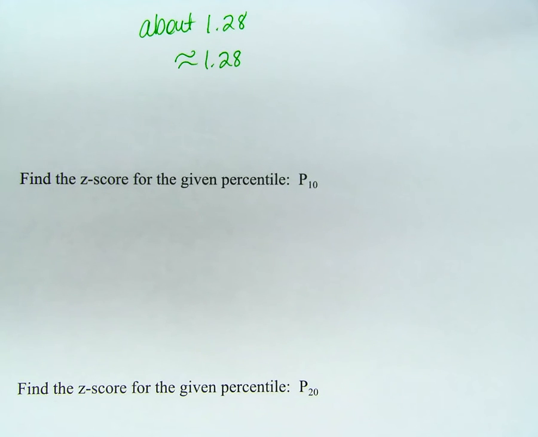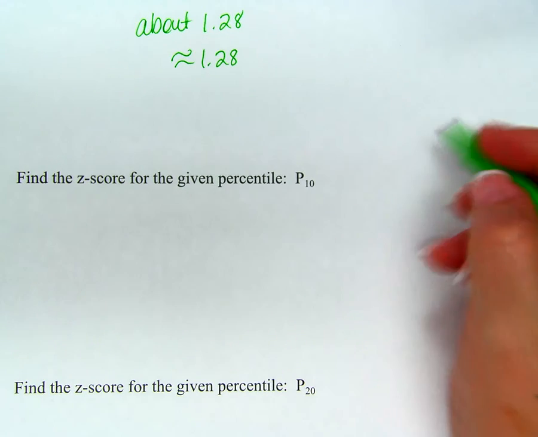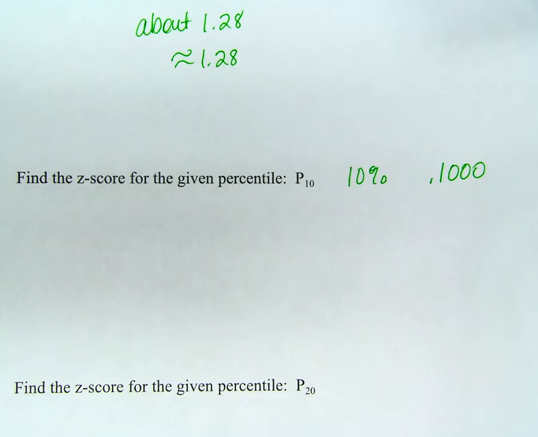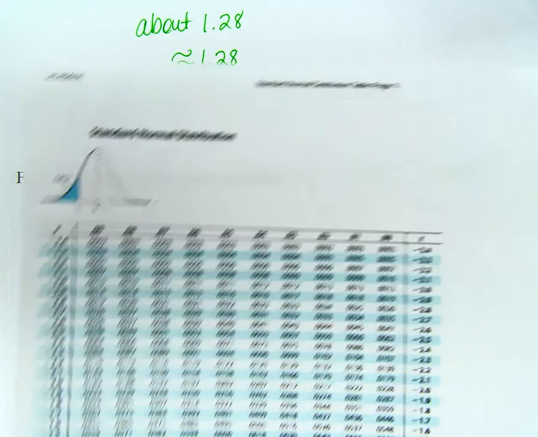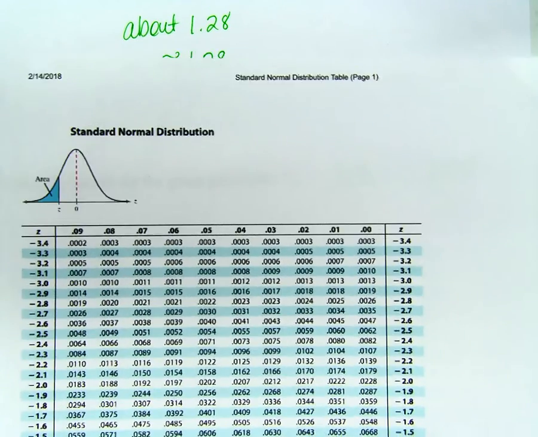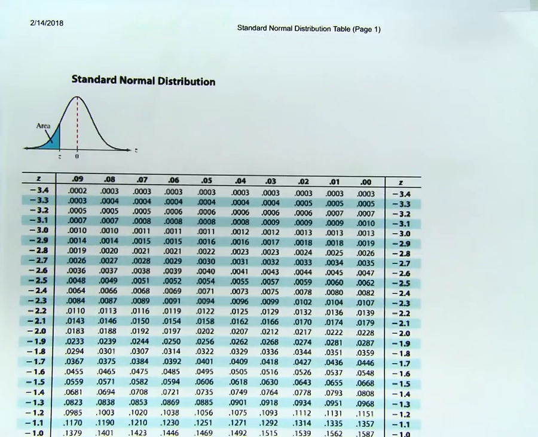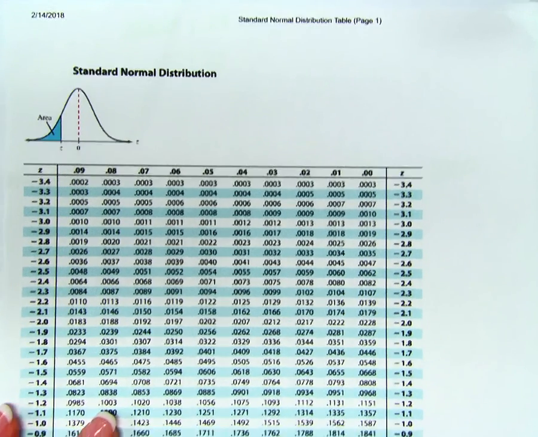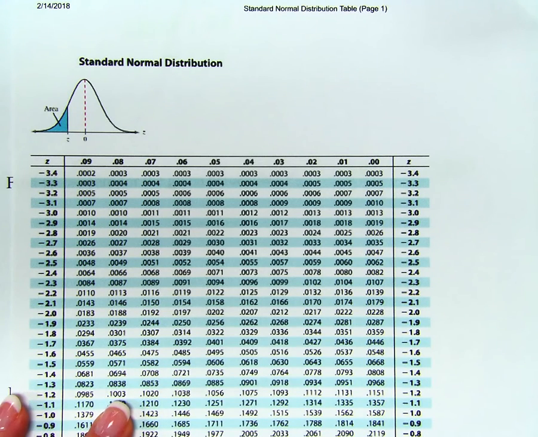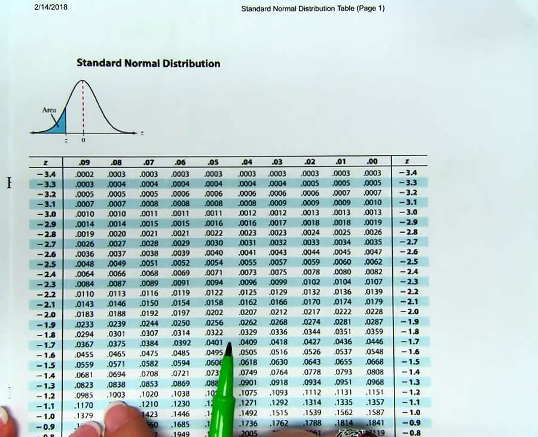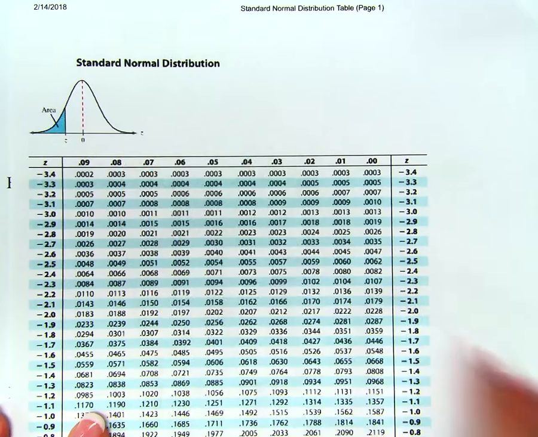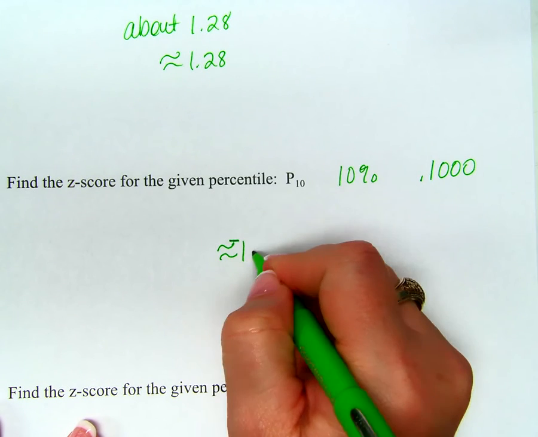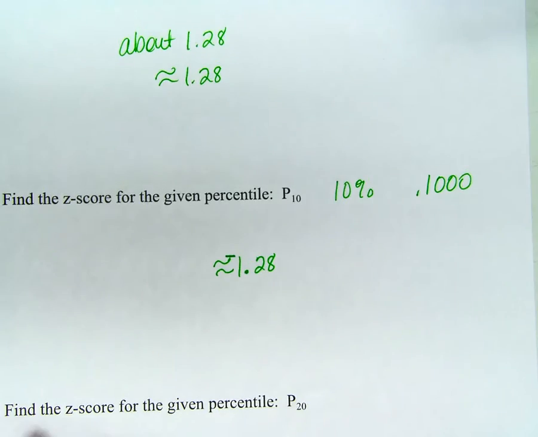All right, what about this one? P10. 10%? 0.1000? Not exactly. Which one's closest? This one, right? Negative 1.28. Whoops. Negative 1.28.